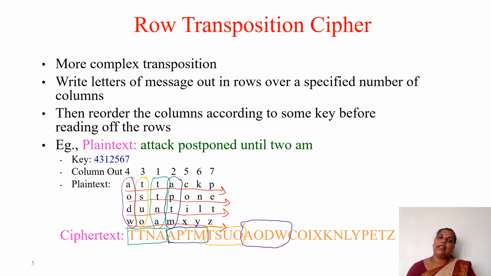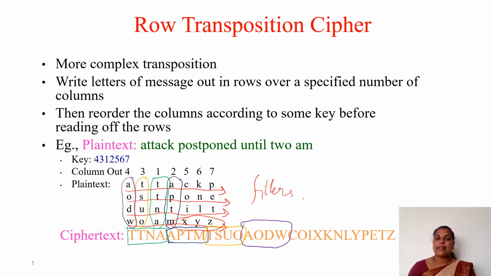The plain text is "attack postponed until 2 AM". Here the key given is 431257. So we have to divide the given plain text into blocks of 7 columns. Here we have 3 blank spaces. Those 3 blank spaces are filled with some fillers. This is important: you have to fill them with fillers.